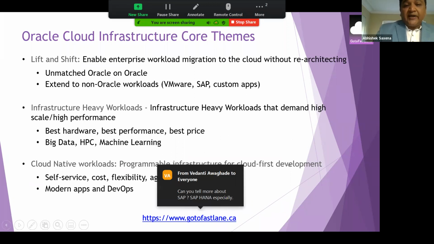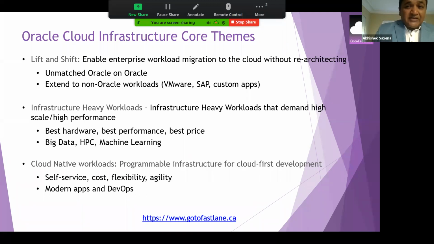SAP HANA is totally a different thing. SAP is the ERP, but HANA is their database. Most of the time, SAP runs on the front end with the Oracle database at the back end. But from 2023, they have decided they are going to go with their own database and are not going to support Oracle. So the front end will be SAP and the back end will be HANA.